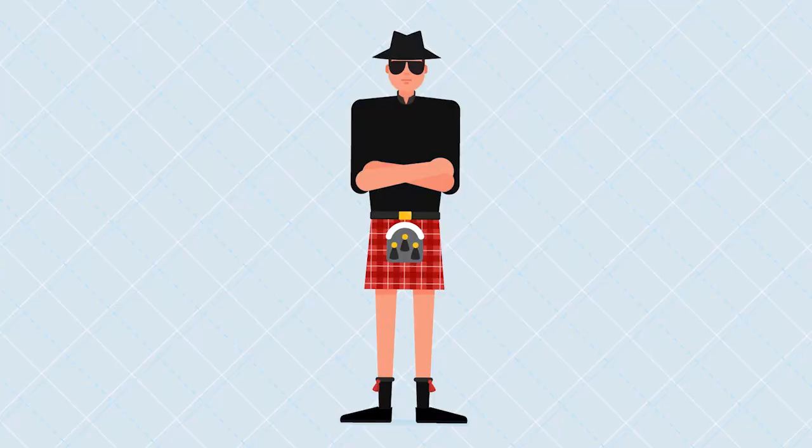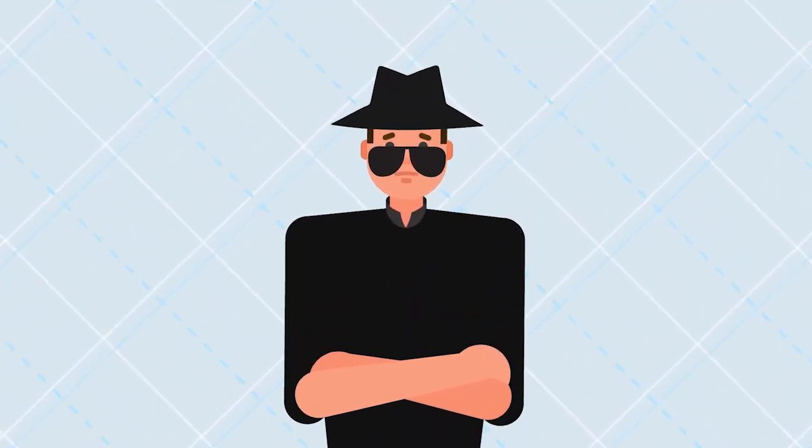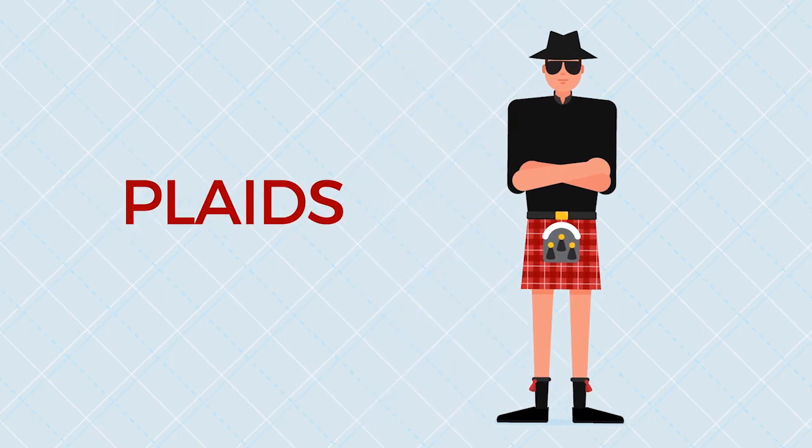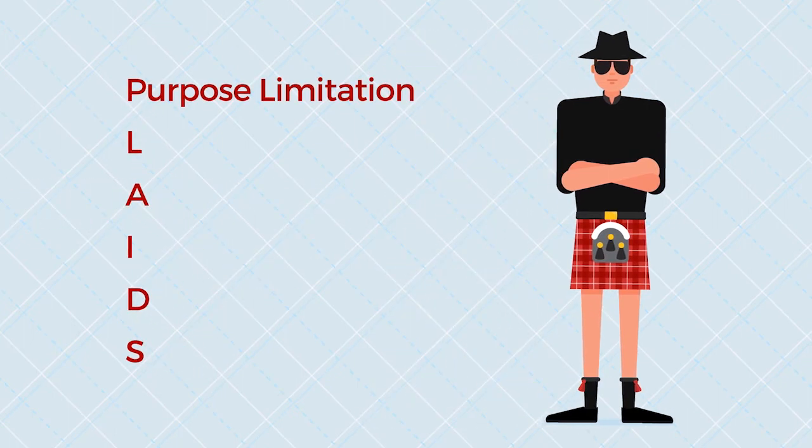Let's talk about plaids. No, it's not the checkered or tartan twilled cloth, typically made of wool. You might want to think of it all like tartan, like plaids. Purpose limitation, only using data for the reason you gathered it. Lawfulness, fairness, and transparency. Accuracy, well, you know what accuracy means.